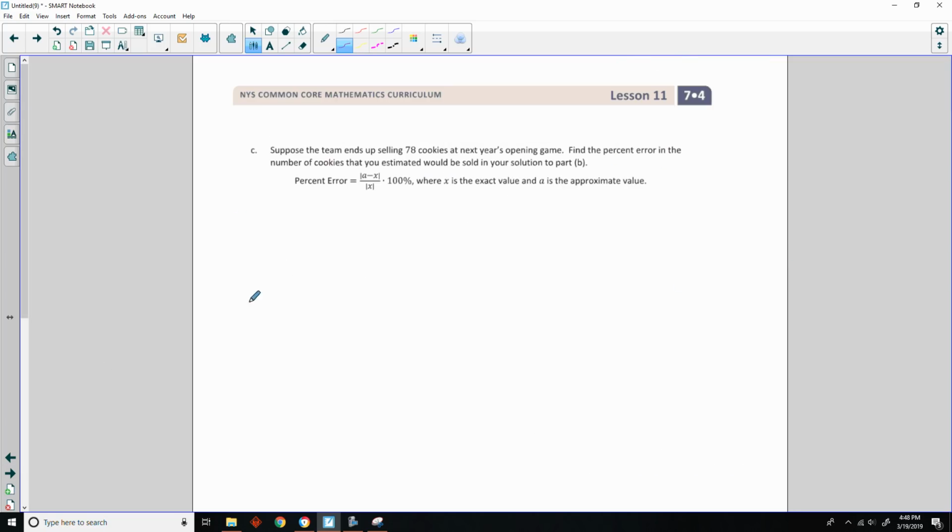All right, part C. Suppose the team ends up selling 78 cookies at the next year's opening game. Find the percent error in the number of cookies that you estimate will be sold in your solution to part B. Percent error was from a prior lesson in this module, and they're reminding us here, the estimated amount minus the actual amount, absolute value, divided by the absolute value of the actual amount times 100%. So X is the exact value, A is the approximation. Okay.